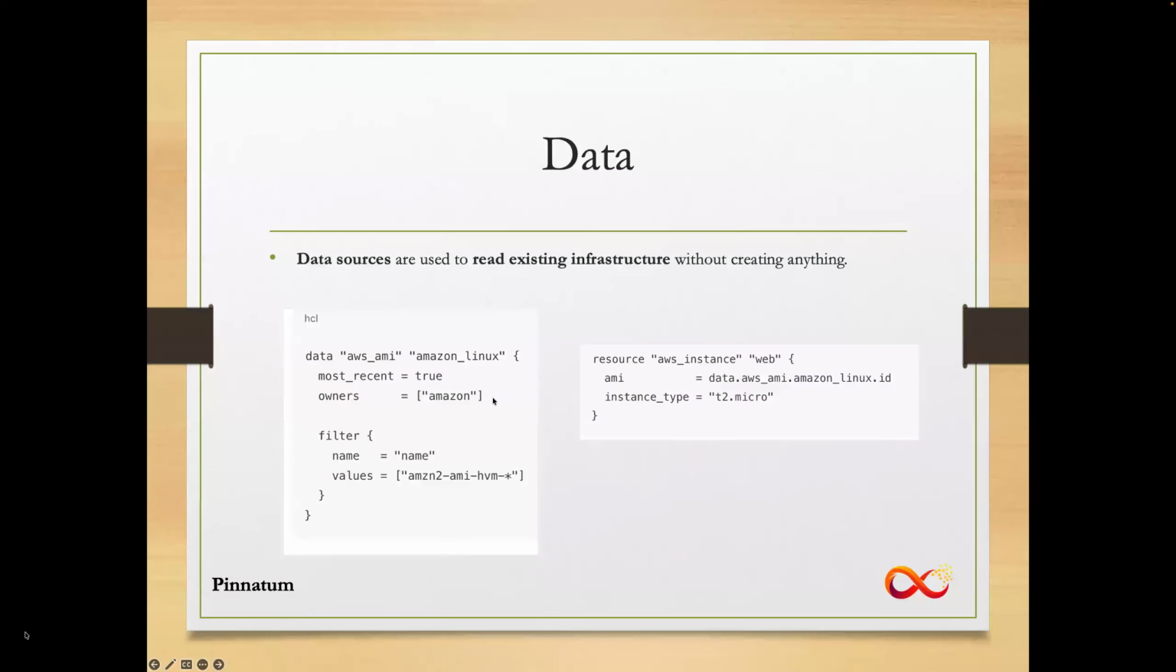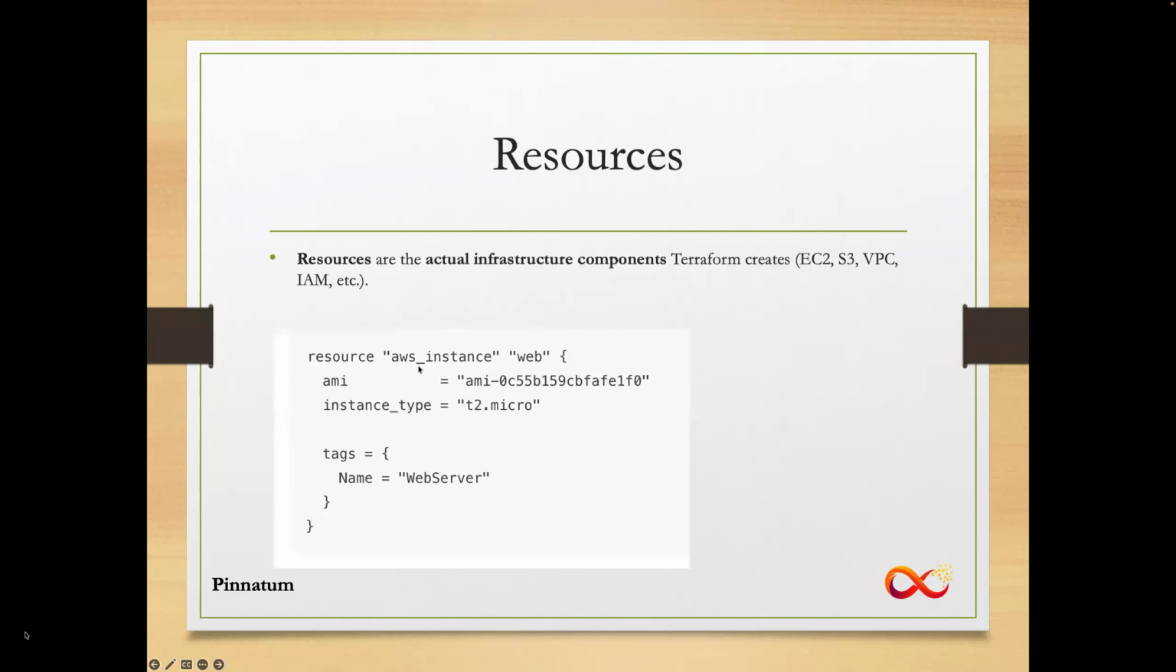The next one is the data block. I did mention the data block in the previous slide, and it's also very frequently used. Data is used to discover resources based on the parameters you pass. It connects to AWS and gets a resource ID so that you can refer to it in a resource block. In the example, this is a data block and this is a resource block. I covered the resource block, where I'm creating EC2 instances.